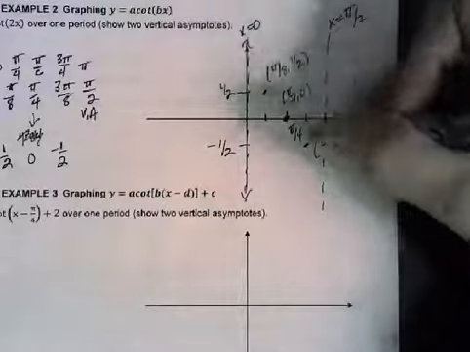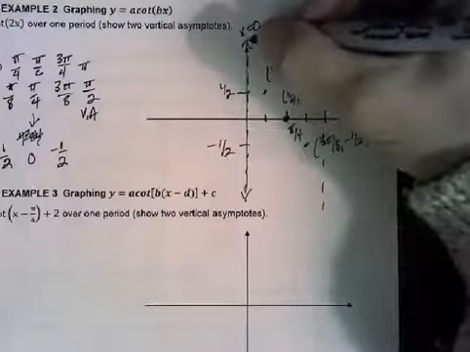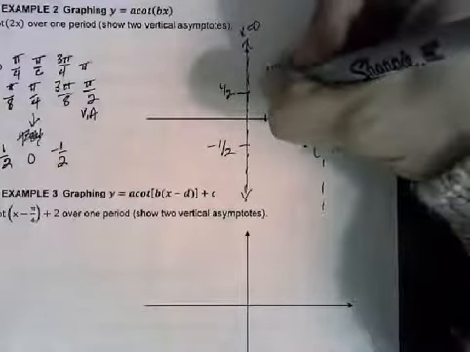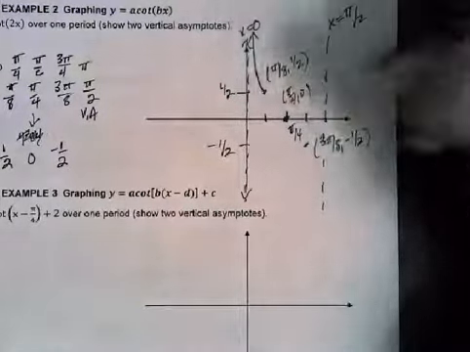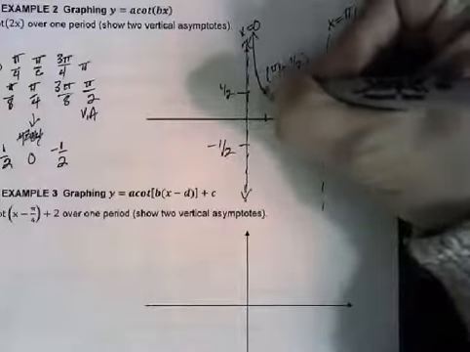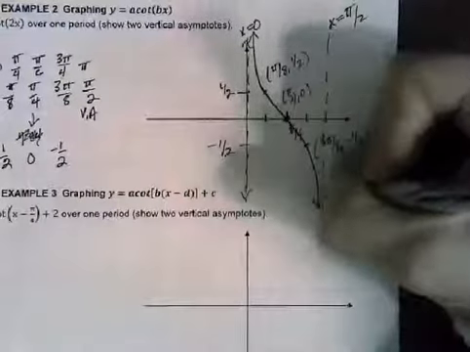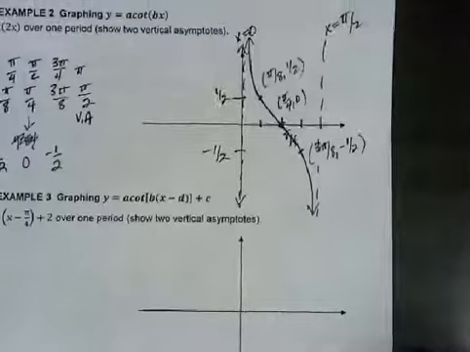We're just going to draw the curve in here. And remember, you can't ever cross a vertical asymptote. You just want to get closer to it and go to infinity or negative infinity as you get closer to it. There's one full cycle of our graph. Let's do one more.